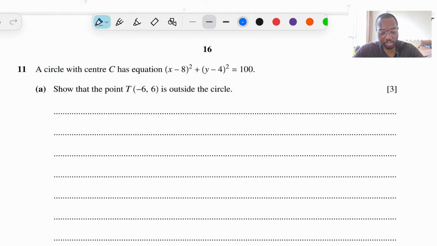So question 11, we have this circle center C. It has equation x minus 8 squared plus y minus 4 squared is equal to 100. Show that the point T, which has coordinates of minus 6, 6, is outside the circle.